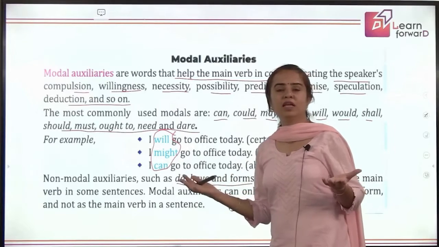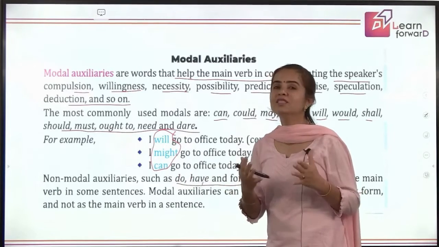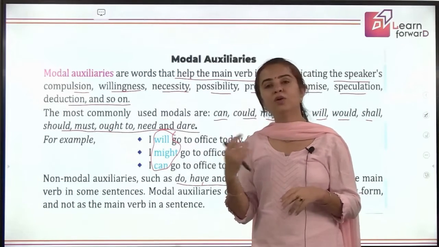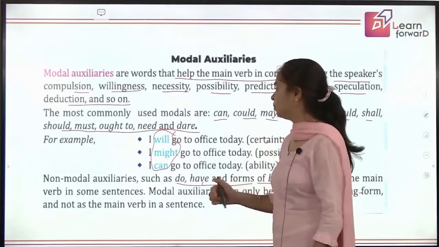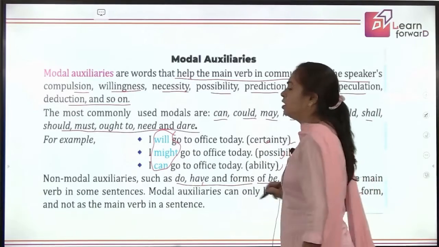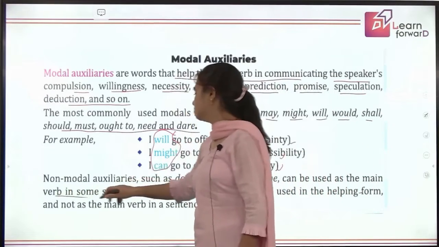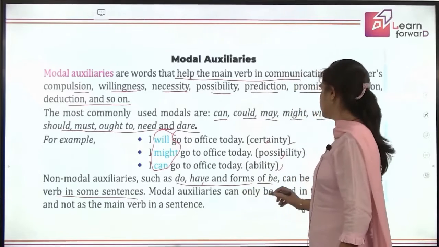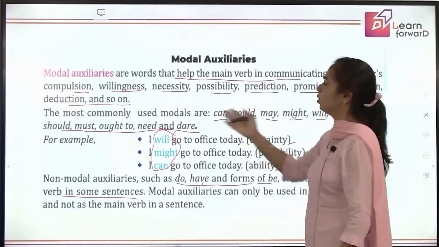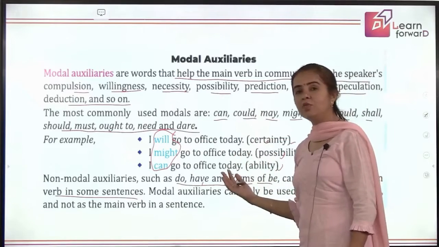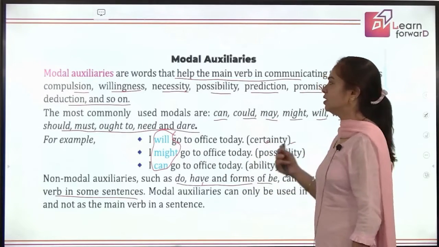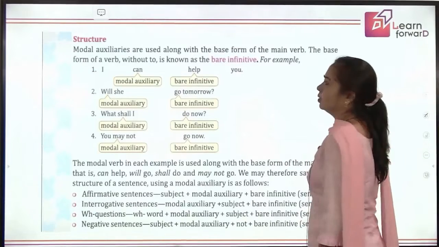I do my work daily. So what is do here? Do is the main verb here. It's not supporting any other verb, any other action. So here also this works like the main verb. So non-modal auxiliaries like do, have, and the forms of be, they can be used as main verbs in some sentences. Now, modal auxiliaries can only be used in the helping form. You cannot use the modal auxiliaries that have been listed here and many more as the main verbs in the sentence, but the primary auxiliaries can be used as the main verb.